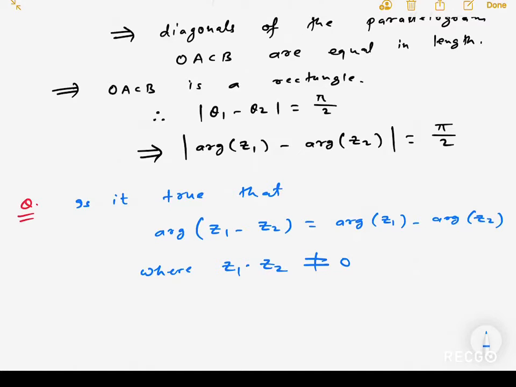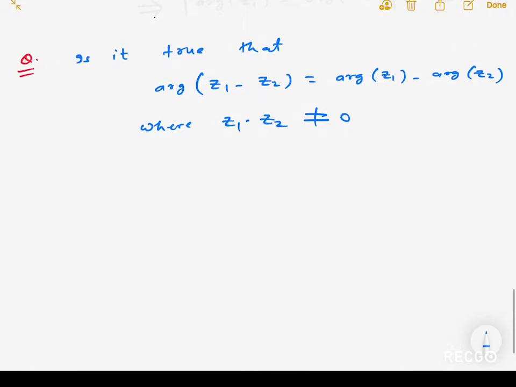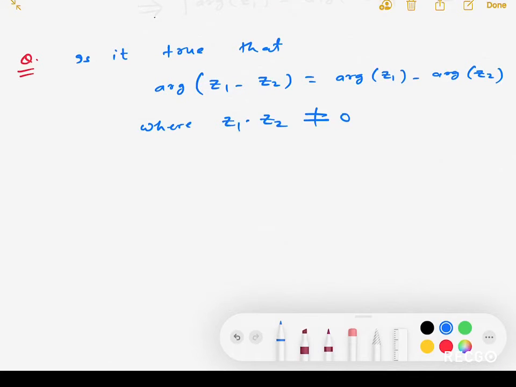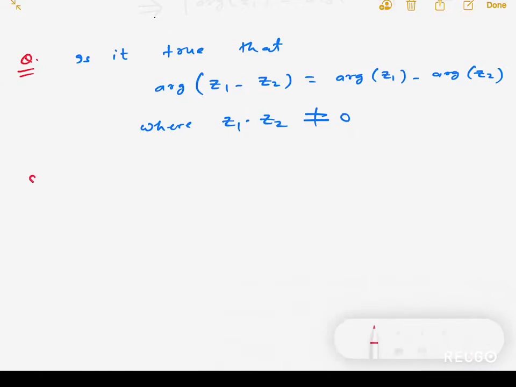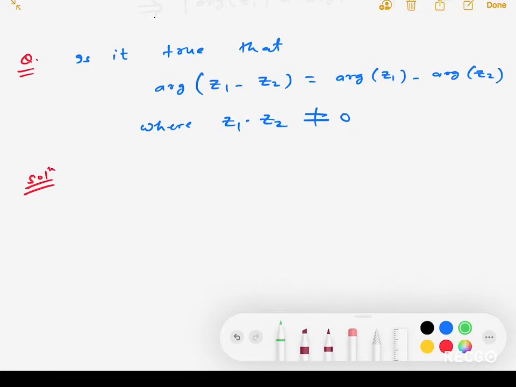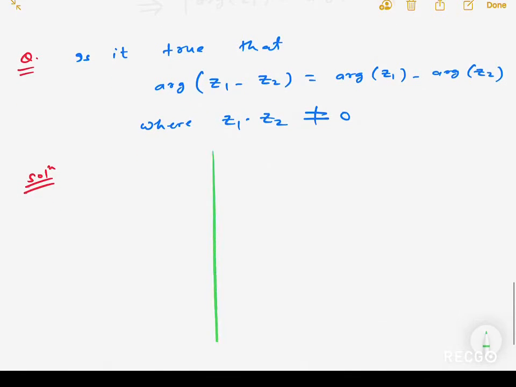So z1 is not 0, z2 is not 0. So the length of the corresponding vectors is non-zero. Now I'll encourage you again to pause this video right here and try this question yourself. But if you want to see the solution, let's see.